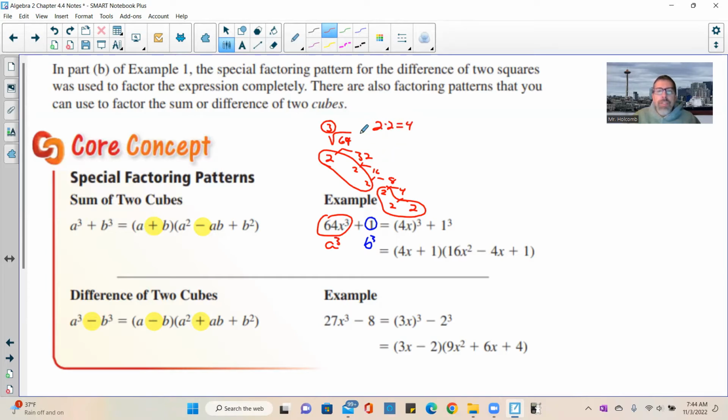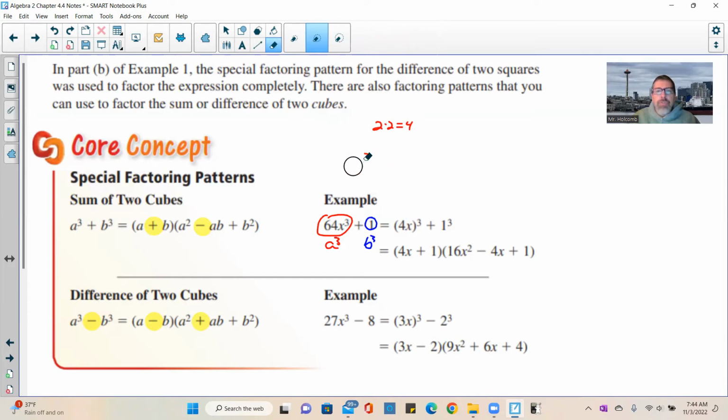4 times 4 is 16, times 4 is 64. Okay? So that's how you find perfect cubes, or that's how you simplify a radical as well. That was a review. So I know that my cube root of 64 is 4, and my cube root of x cubed is simply x. So my a is 4x.